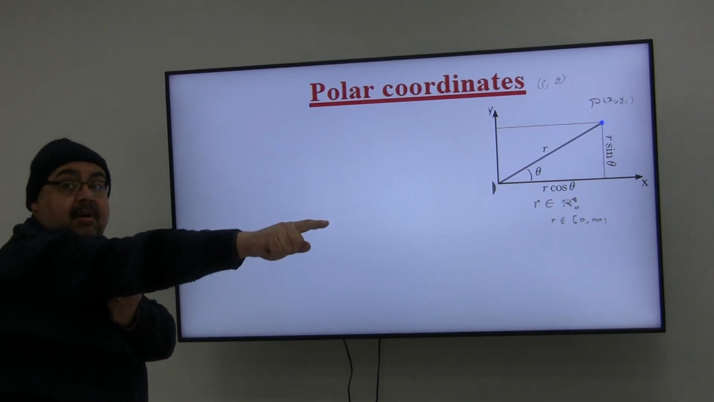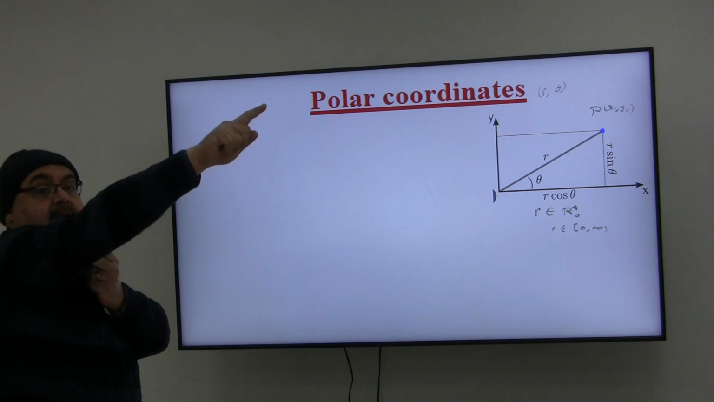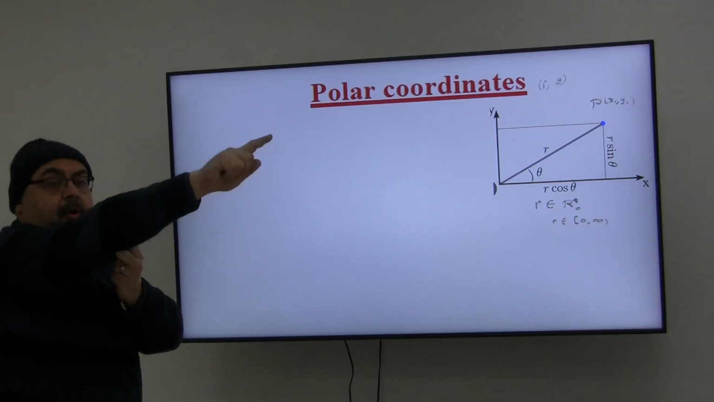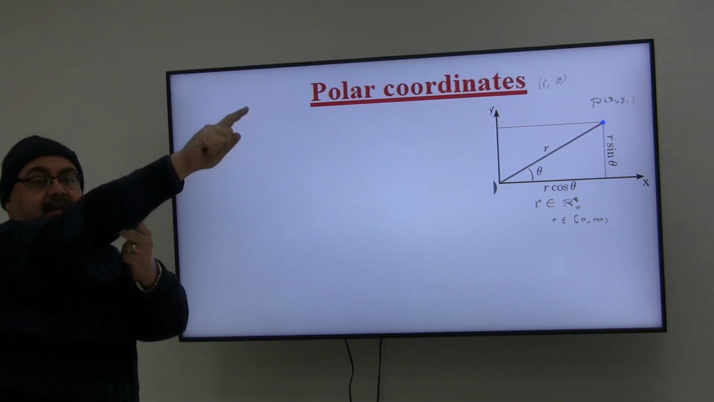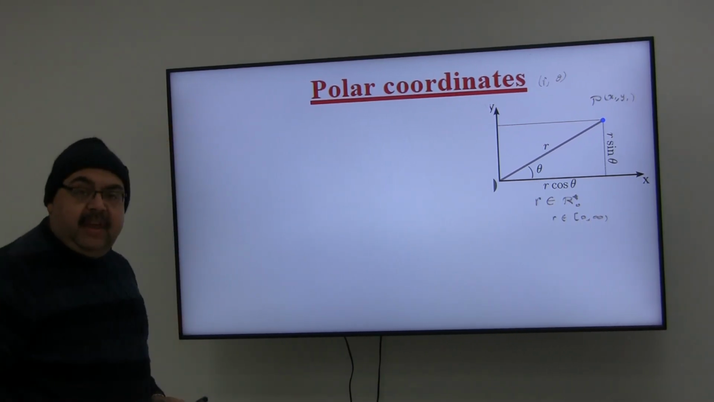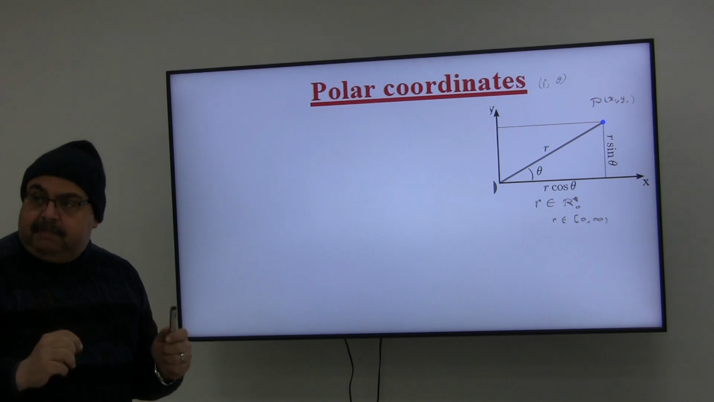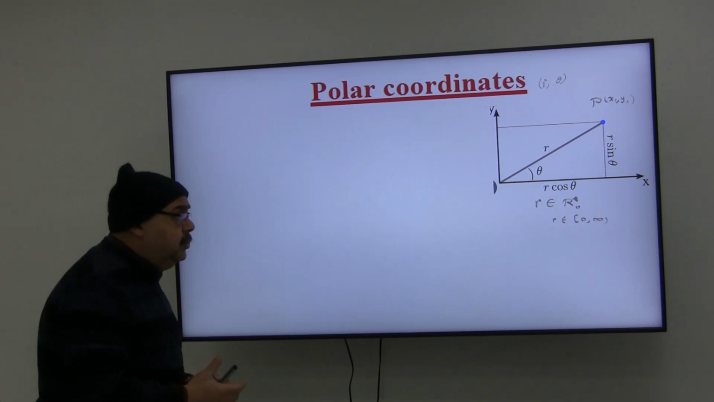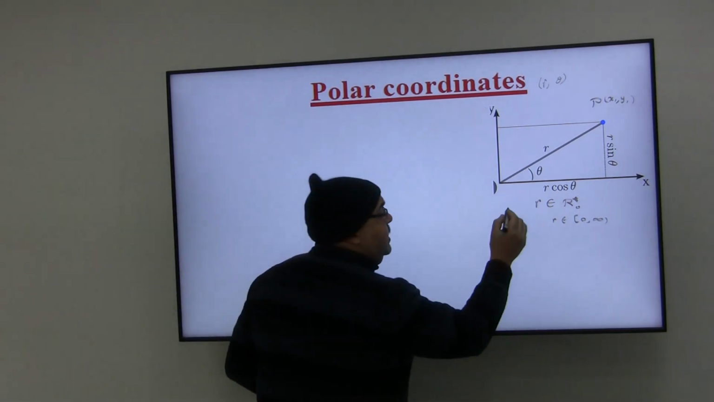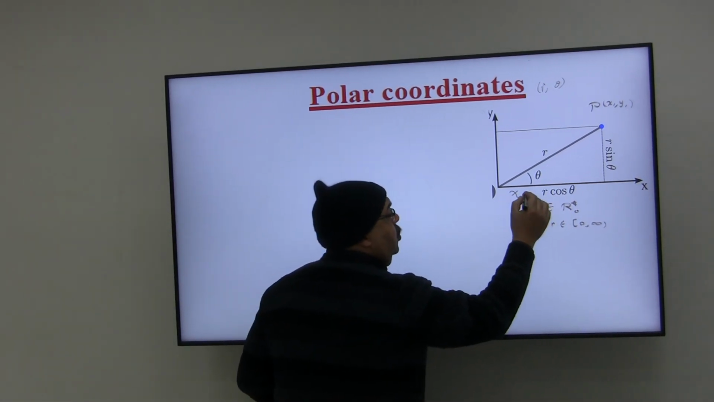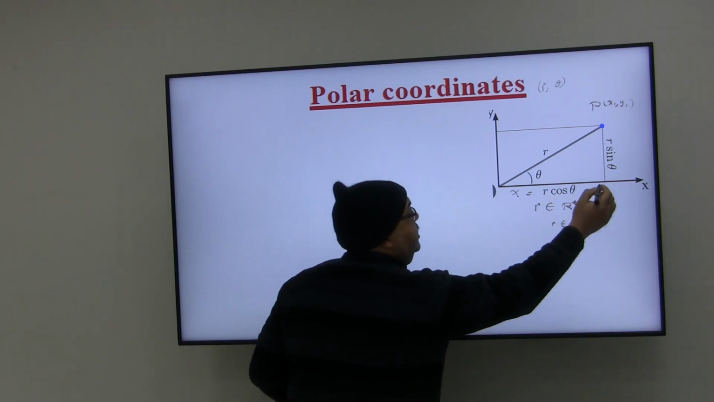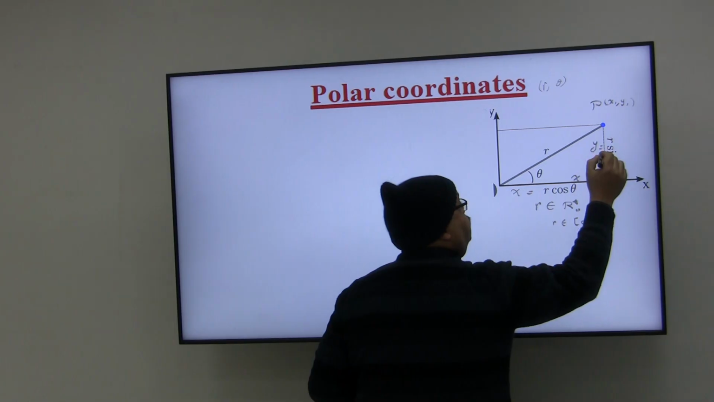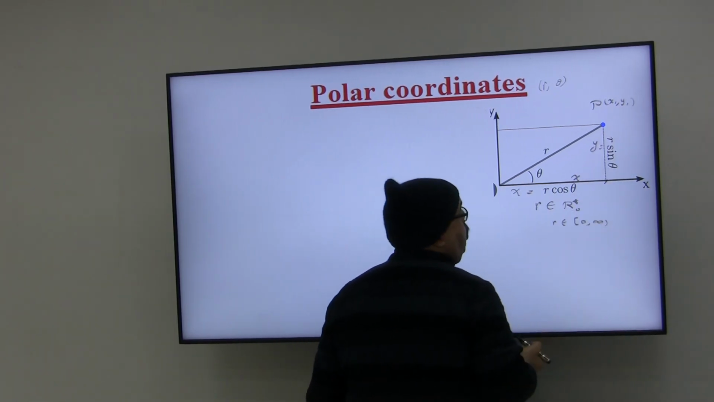And this r will be moving anywhere using a theta. Theta will be measured from the positive direction of the x-axis, and it will give you the exact place of any point in the plane. So, according to this, the relation will be x is equal to r cosine theta for the x coordinate, and y will be equal to r sine theta for the y coordinate.